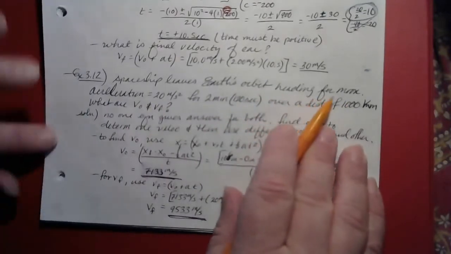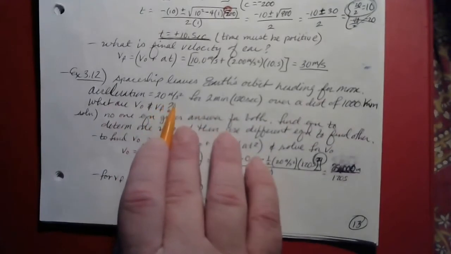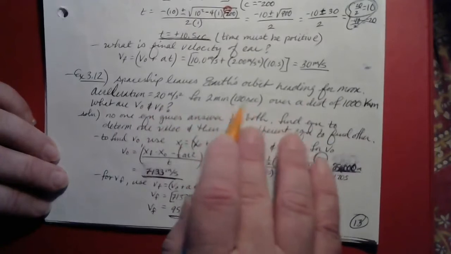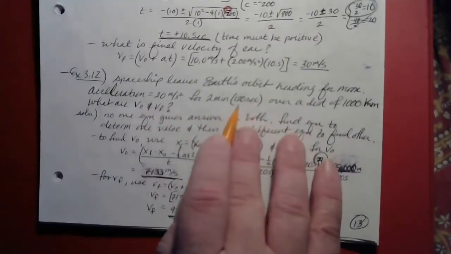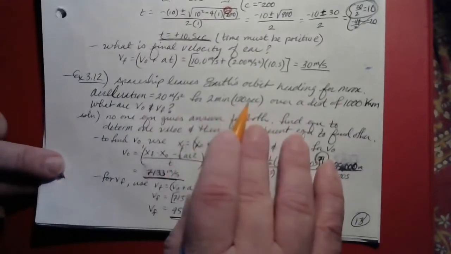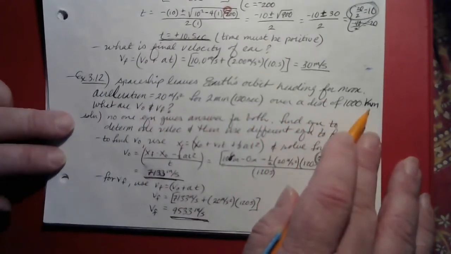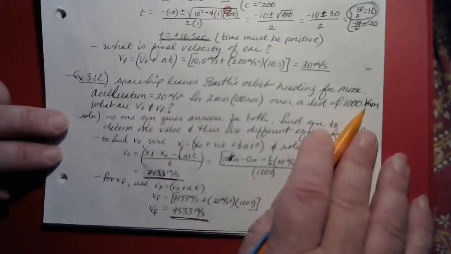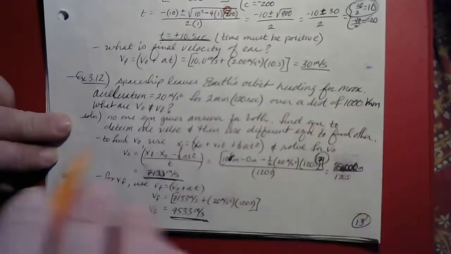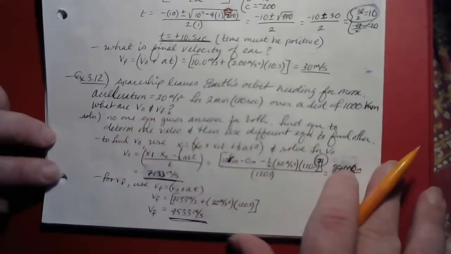And this time they're heading for the moon. Their acceleration is 20 meters per second squared for 2 minutes. And I did you the little favor of reminding you that times need to be in seconds. So 2 minutes is 120 seconds over a distance of 1,000 kilometers. But remember, I didn't convert it here, but remember, distances have to be in meters. So what are the original velocity and the final velocity?